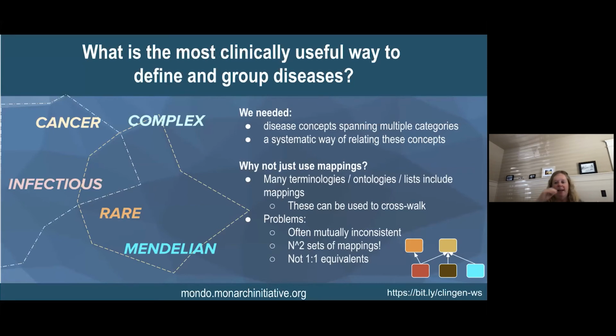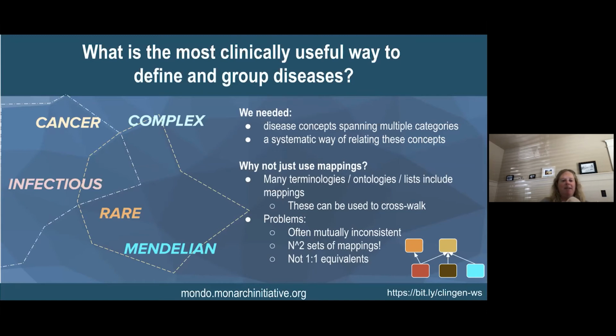And we needed a systematic way to relate these concepts. A lot of these terminologies and ontologies that currently exist, or existed at the time, have mappings between them. Say a term from NCIT may map to another term from Orphanet, but there was a problem with these mappings where they weren't always consistent. A mapping between one terminology and another didn't always mean that the terms were necessarily equivalent to each other, and the semantics, or the actual meaning, of the mapping wasn't always defined.